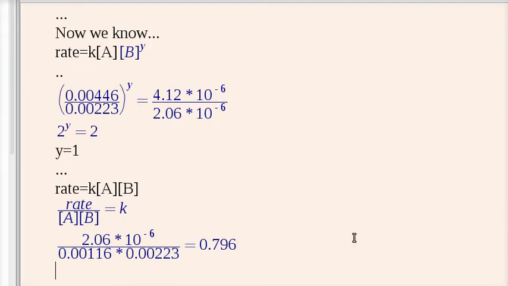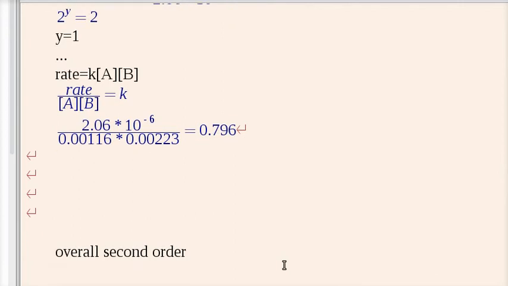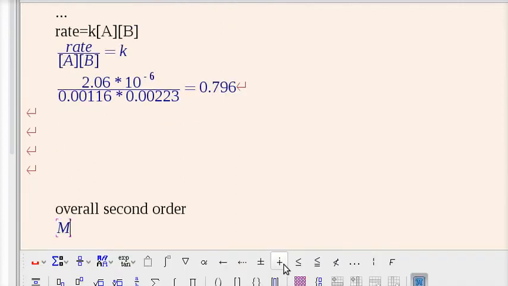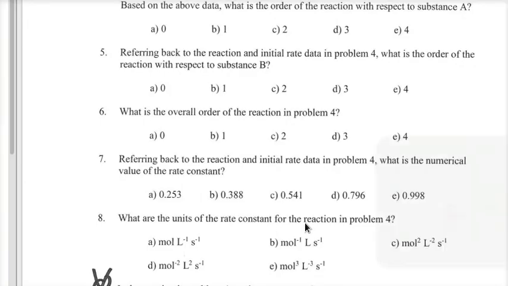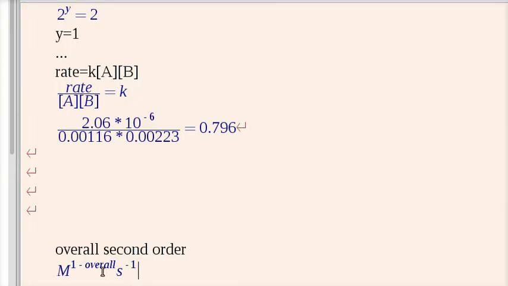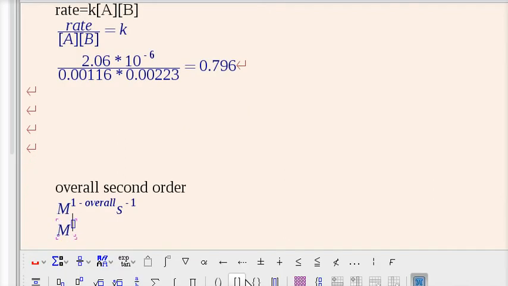So now for the units, overall second order. So we know that the units on K are 1 minus overall order, times s to the negative 1. So all of these have an s to the negative 1. That's not our determining thing. We have to figure out what this M is. I'm getting M to the 1 minus 2, so negative 1.